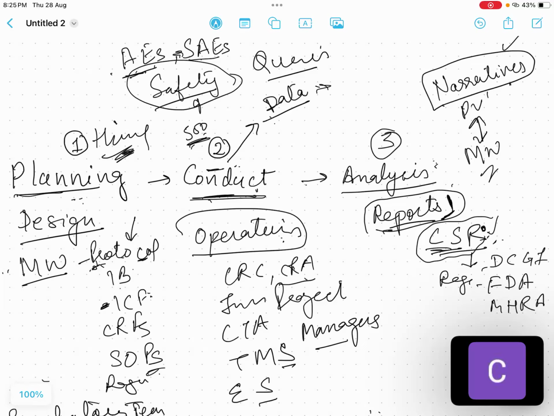So one thing I have told you is that you have to develop a CSR, but other documents can be prepared as well, like manuscripts.